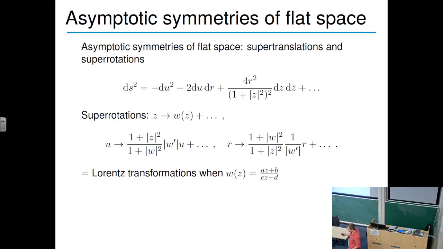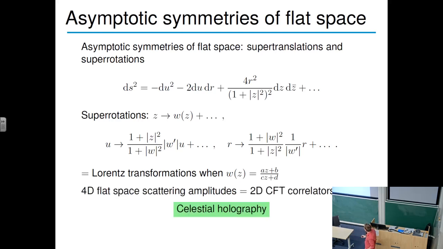And so the symmetries that preserve this leading order form at large r are the asymptotic symmetries, and they're supertranslations and superrotations. I'm really going to focus on superrotations in this talk, which are parameterized by a holomorphic function of this angular coordinate z. I call it w. At leading order at large r, z just goes to this holomorphic function, and then there's also some rescaling of these other coordinates, plus corrections. When this holomorphic function is a Mobius transformation, then this is just a Lorentz transformation of some sort. But you can also consider, for example, singular 2D conformal transformations.